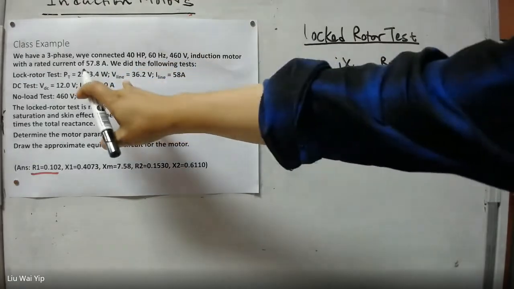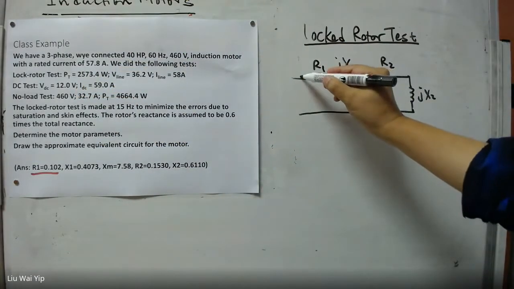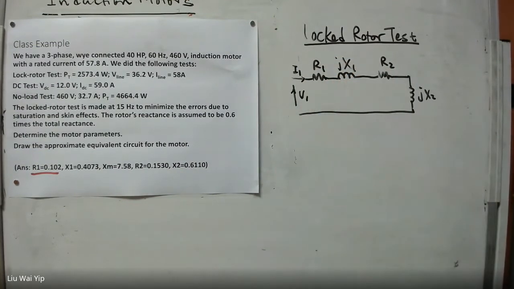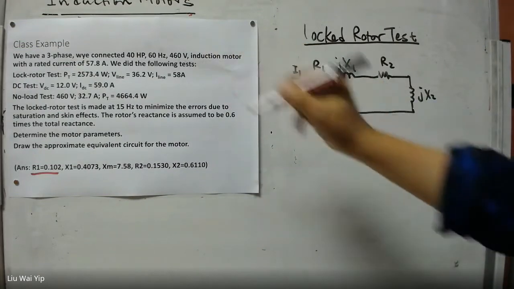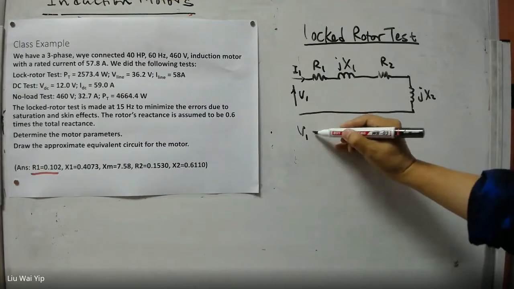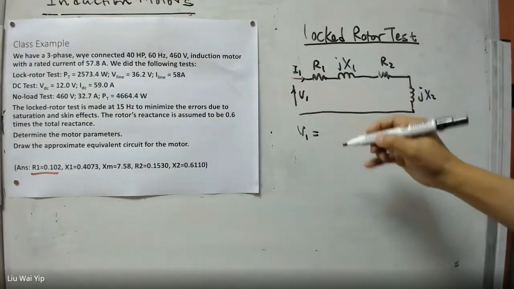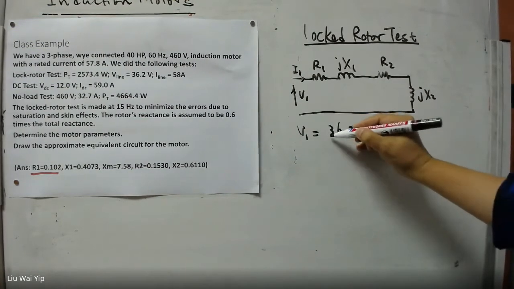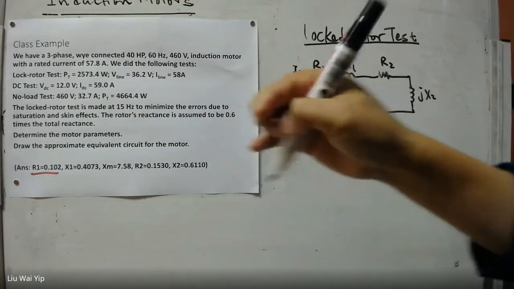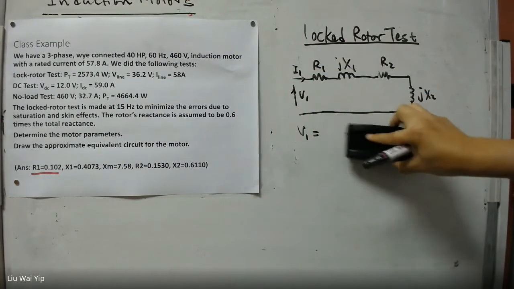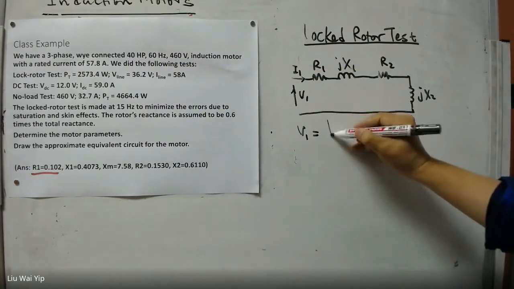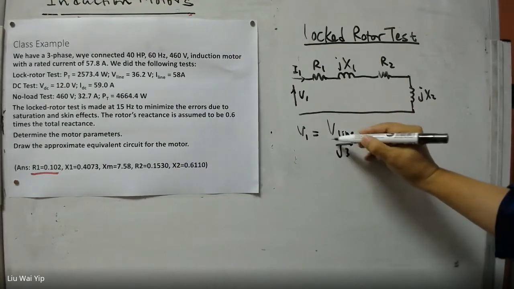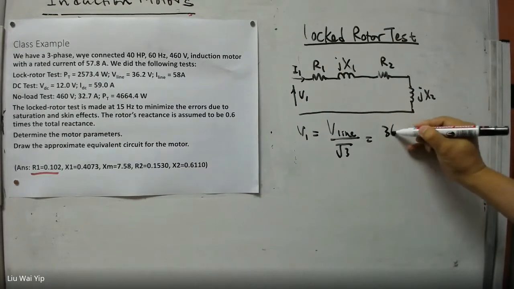The current here is 52. So let's calculate it. The voltage should be the phase voltage. The voltage here is given as a line voltage, so we need to convert it. Better write down everything: Vline divided by root 3. So you get this value here.